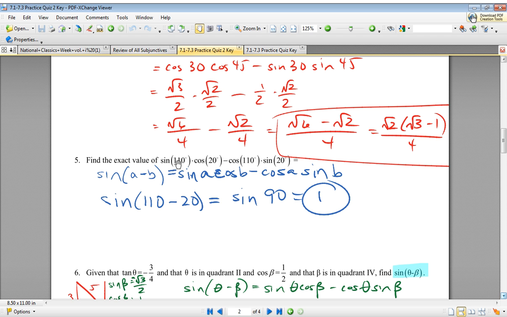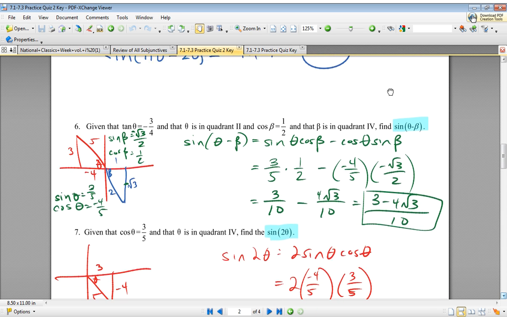So for number 5, this is a backwards formula. This matches up with sine A cosine B minus cosine A sine B. And if you look at your formula sheet, that equals sine of A minus B. Well, A is 110. It's 110 over here too. And B is 20. B is 20 over here too. So plug in 110 and plug in 20. That's sine of 90, which if you look on your unit circle is 1.